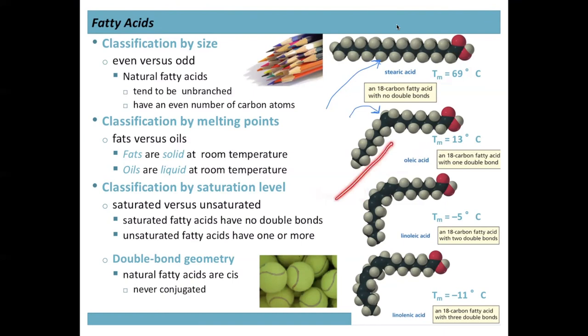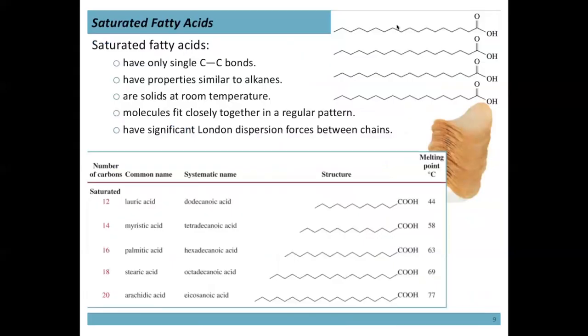They'll have less surface area to interact with, and so I view those as somewhat spherical, where they have small contact on the surface with another molecule. So not much intermolecular interaction, and so the melting point tends to be a lot lower. So we can look at some saturated fatty acids.